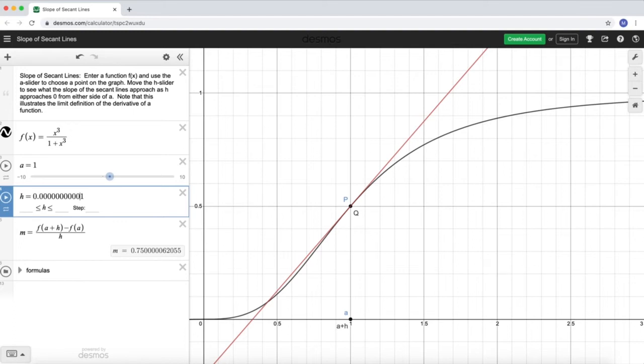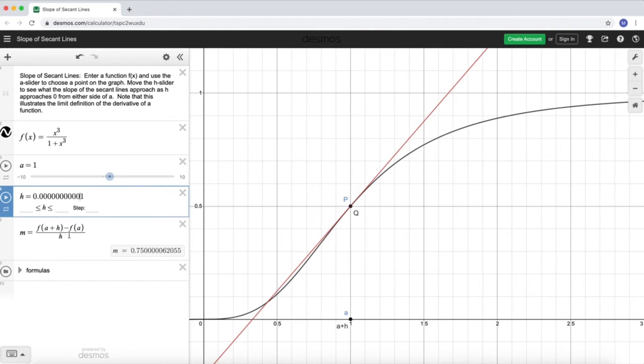Yeah, I think if I make it too small, some numerical error kind of kicks in there, and so that's why it toggled more than I expected. But this is close enough to say that the approximate derivative of this function at the point where the input value is equal to 1, the instantaneous rate of change, is approximately 0.75. Well, that's pretty cool.